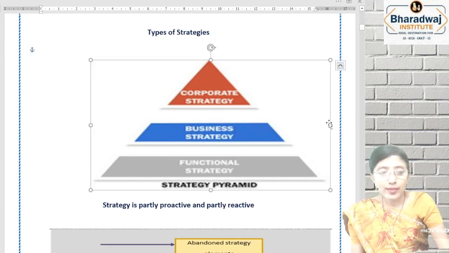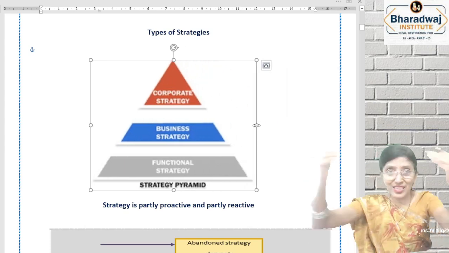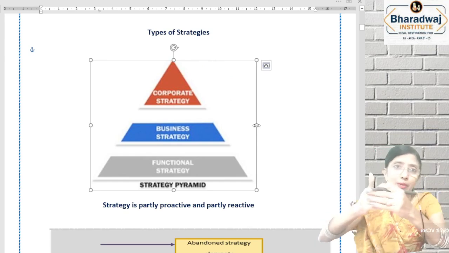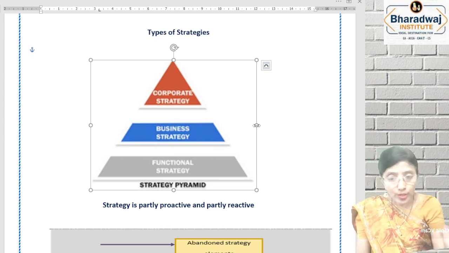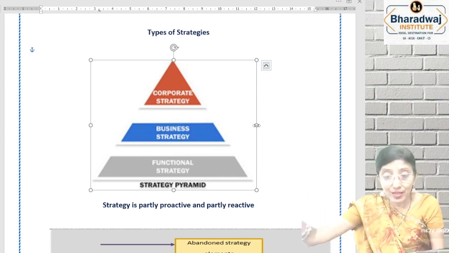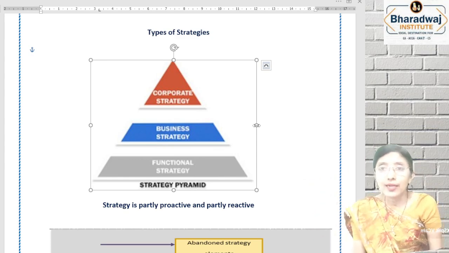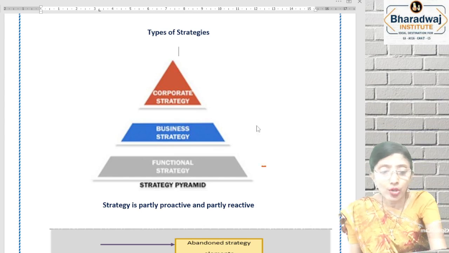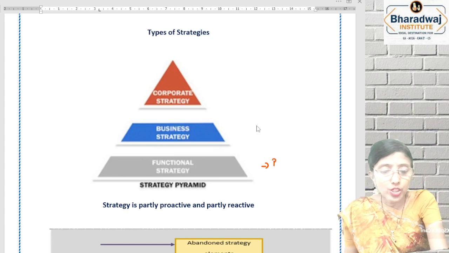You know that there are 3 important types. That's where we said strategy is a thread which binds a comprehensive, integrated plan. So, corporate strategy is for the overall organization, business strategy is for particular SBUs, strategic business units. Remember those? And here, functional strategy is for how to execute a business strategy. Maybe production, marketing, finance, personnel.